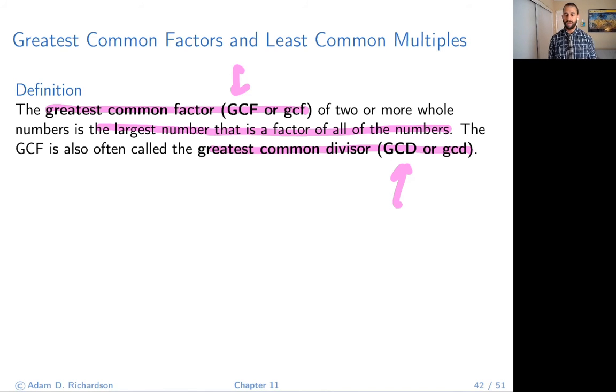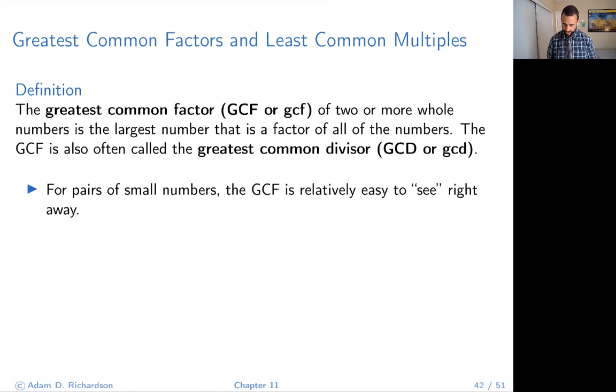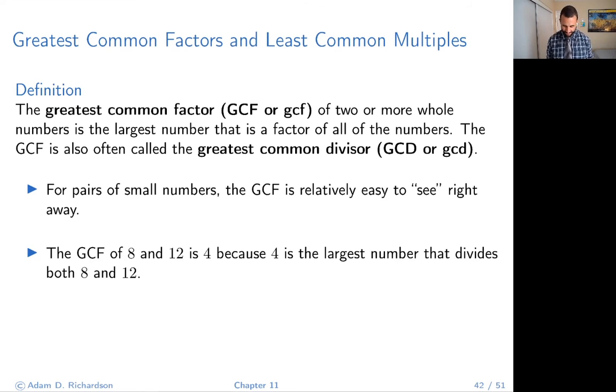Okay, that's what the greatest common divisor is. So if I give you two numbers like 112 and 68, my question is, what's the biggest number that divides both of those numbers? That's what we want to know. That's the greatest common factor, or the greatest common divisor of those two numbers. For pairs of small numbers, the greatest common factor is easy to see right away. So for example, the greatest common factor of 8 and 12, that's 4, because 4 divides 8, 4 divides 12, and there isn't a bigger number that divides both, right?